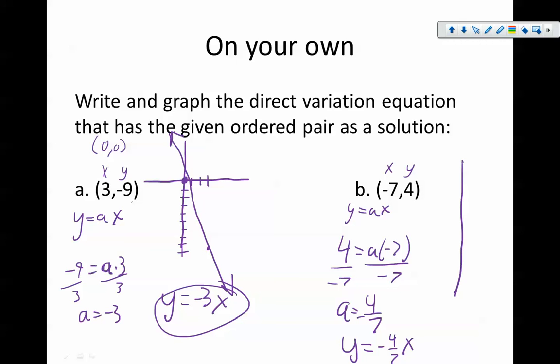We can graph that. This is a direct variation equation, so I know it goes through 0, 0. And my slope here is negative 4/7. So that tells me to go down 4. Oops. 1, 2, 3, 4. And right 7. 1, 2, 3, 4, 5, 6, 7. Almost out of space. But I fixed it. I got it enough. And that's my graph. Right there.